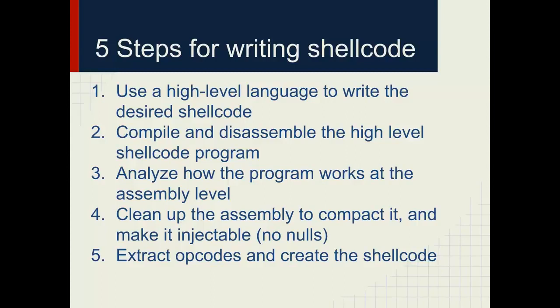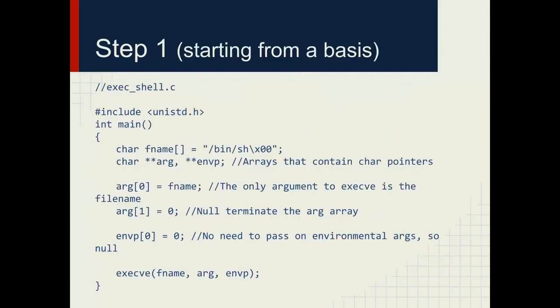So let's recap here that there are 5 steps I suggest for writing useful shellcode. You first use a high-level language to write the desired shellcode, and we're going to explore another example with that. And you compile and disassemble a high-level shellcode program. You analyze how it works at the lowest level, the assembly level, and you clean it up, you compact it, you make it injectable, you extract the opcodes to create the shellcode, and you should be good.